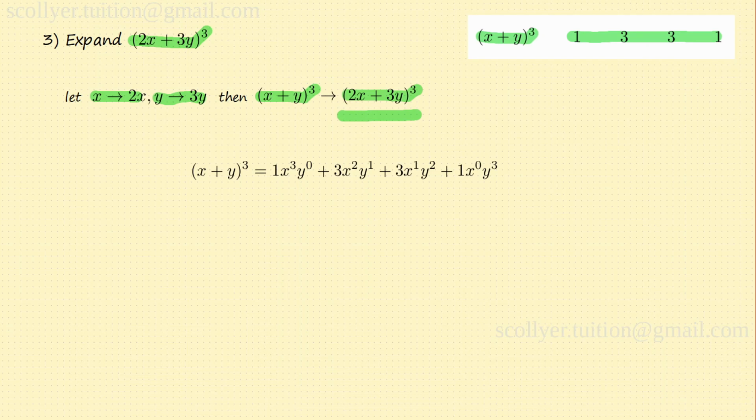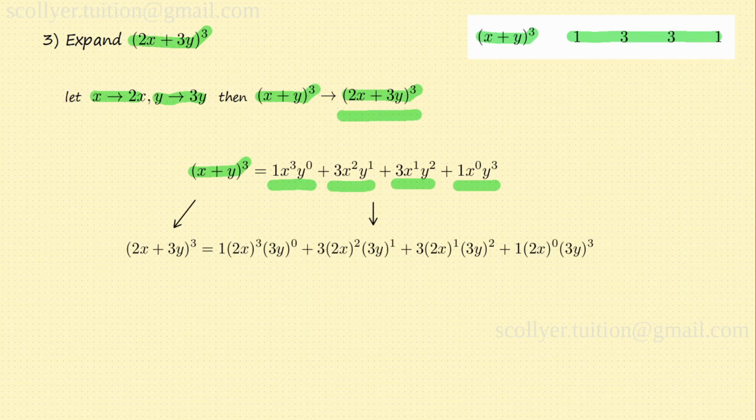The binomial expansion for (x + y)^3 is 1x^3 y^0 + 3x^2 y^1 + 3x^1 y^2 + 1x^0 y^3. And with the substitutions above, this becomes the following expression, where every instance of x has been replaced by 2x and every instance of y has been replaced by 3y.